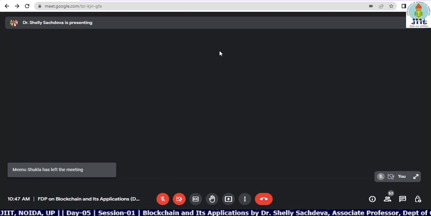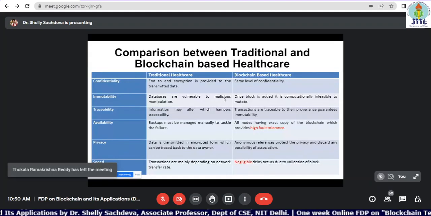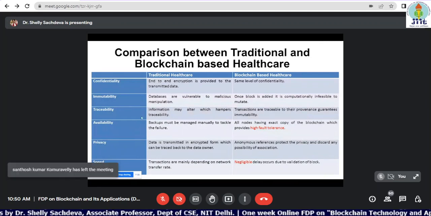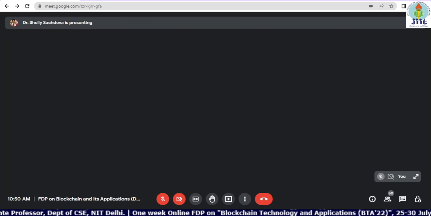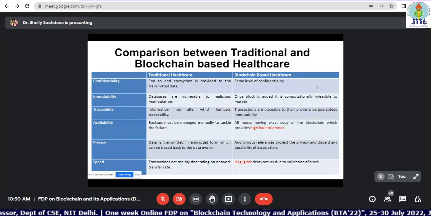Then immutability is there. So databases are at times vulnerable to malicious manipulation. Okay, so in order to cater to that, we have to look for the log, and then we have to see in the log at what particular time, what particular date, but the logs are so much. So databases at times are vulnerable to malicious manipulation. And once a block is added, it is computationally infeasible to mutate. You cannot mutate it. So this particular property provides the advantage.